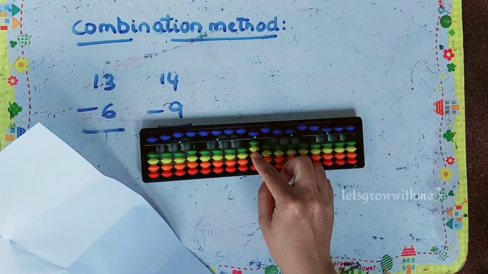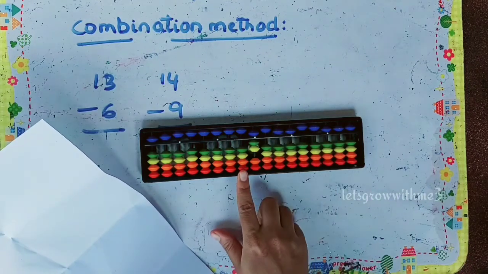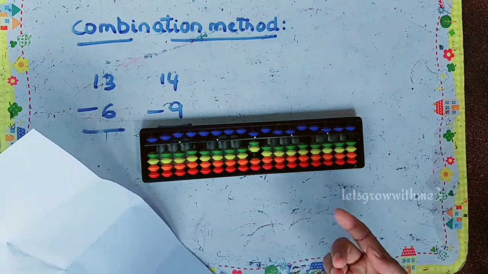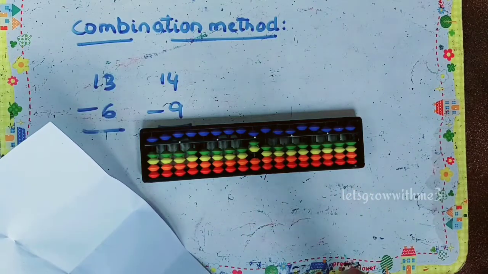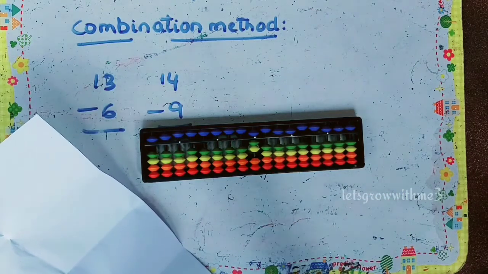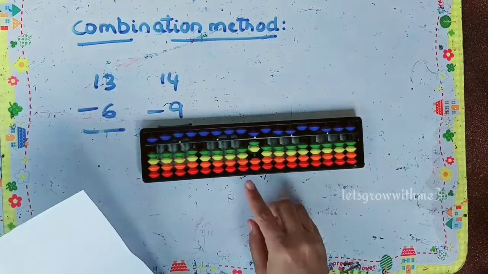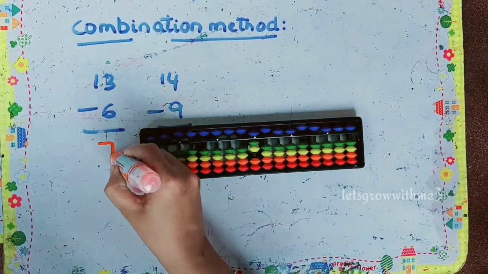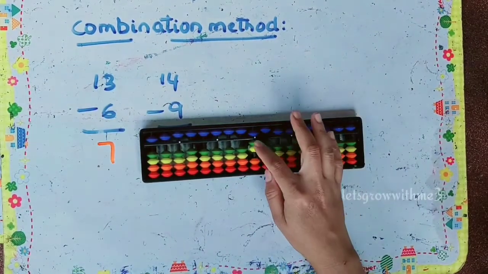Okay, 6 means how many children? Only 1 child, right? For 6, 1. For 7, 5 plus 2, which is 2. And for 8 it is 3. For 9 it is 4. If you try to learn this way, it's easy to recollect the values. So our answer is 7. Let's do the next question.